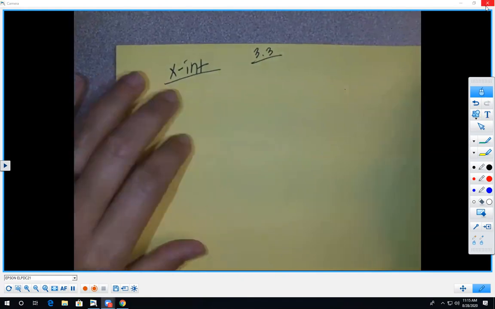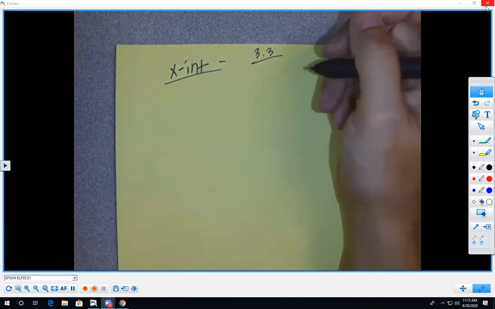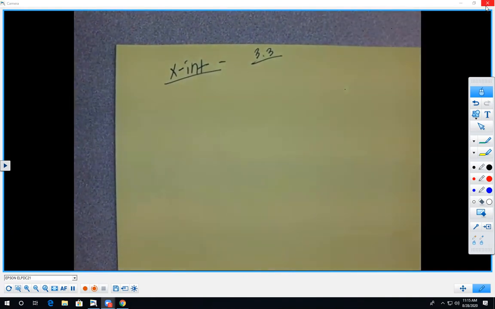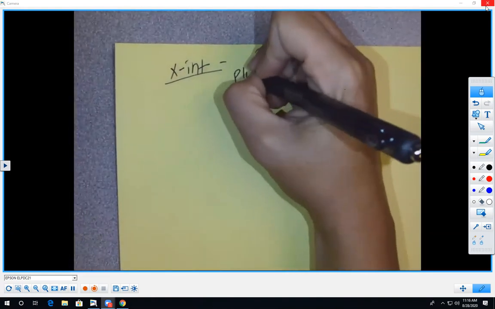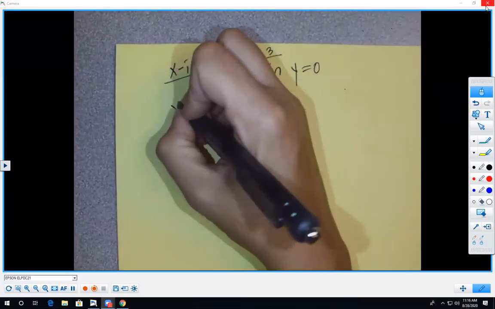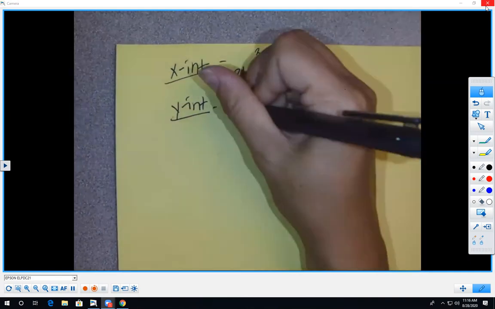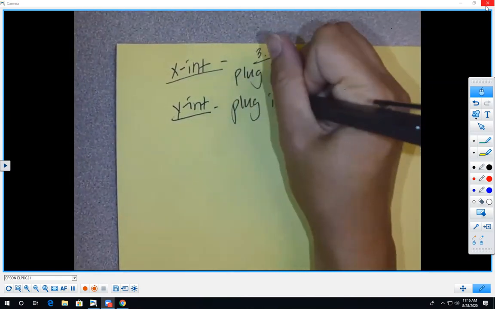What is an x-intercept? We just talked about that. Or how do you find an x-intercept? It's where it crosses the x-axis. How do I find it from an equation? Yeah, plug in 0 for y, solve for x, right? Plug in y equals 0. For a y-intercept, how do I find a y-intercept? Plug in x equals 0.